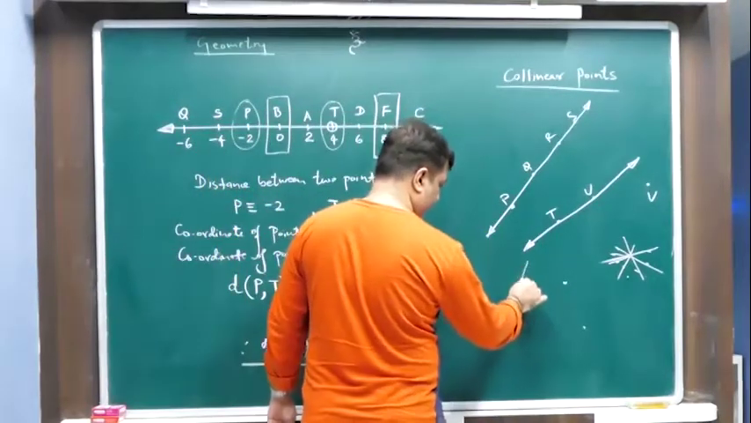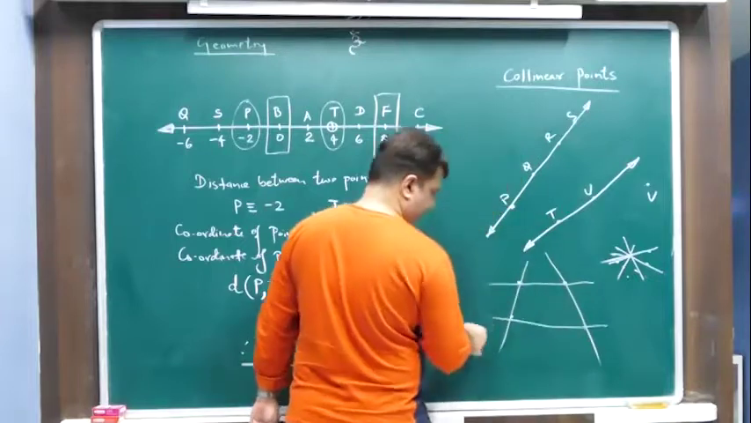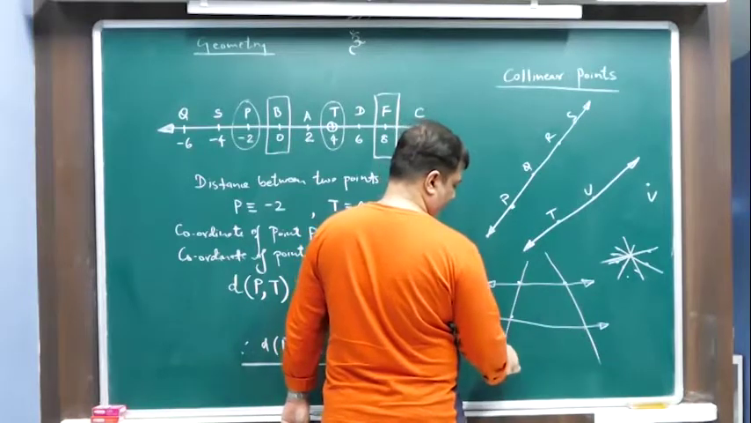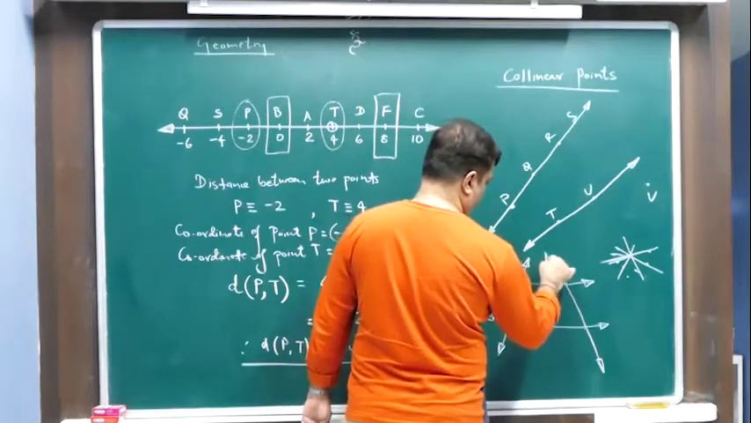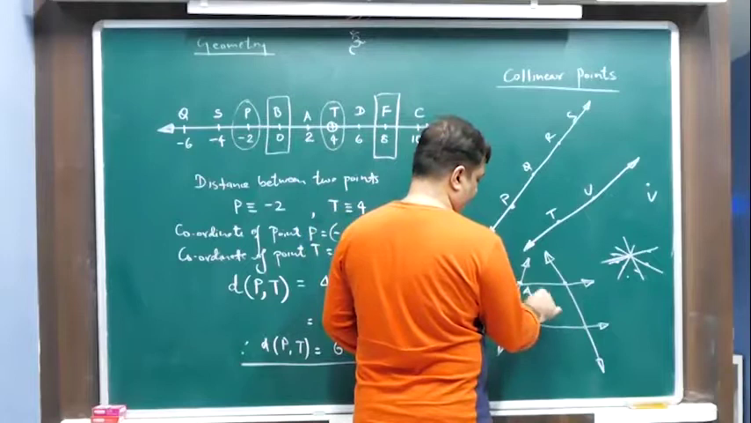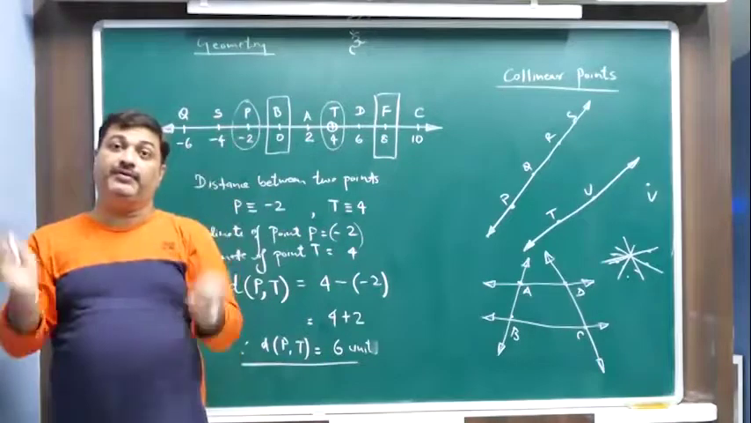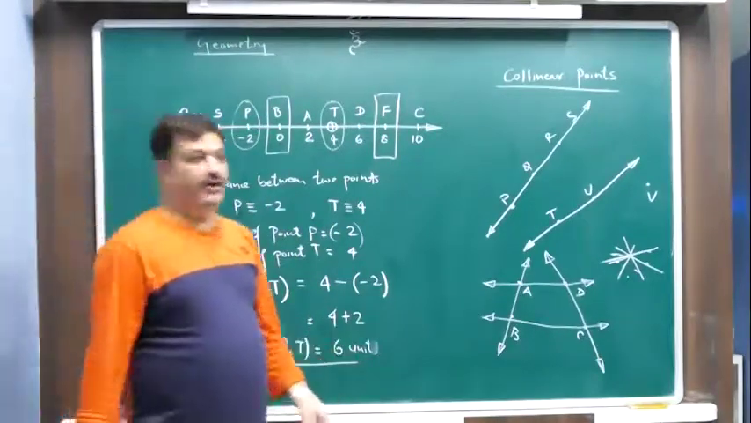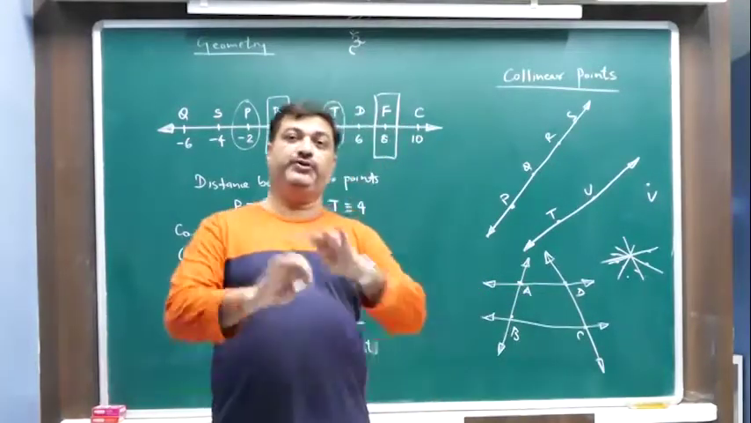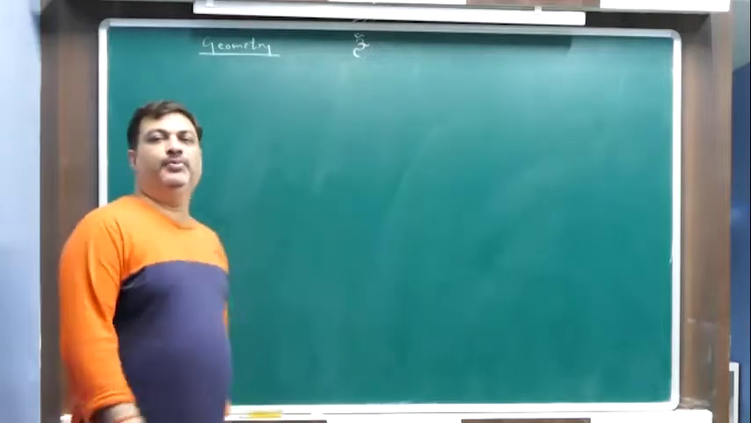Now, these 4 points, are they lying on the same straight line? No, they are lying on different lines. Will they be collinear? No. Clear? So here I have 4 points which are collinear, but here I have again 4 points which are not collinear. So you understood the difference between collinear points and non-collinear points? Great. Okay. Now you can understand the property of betweenness.